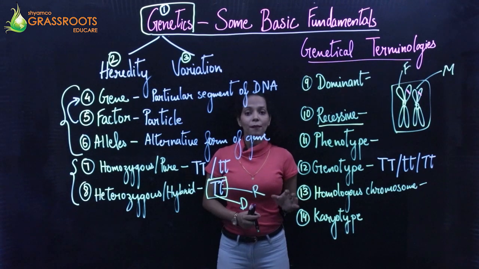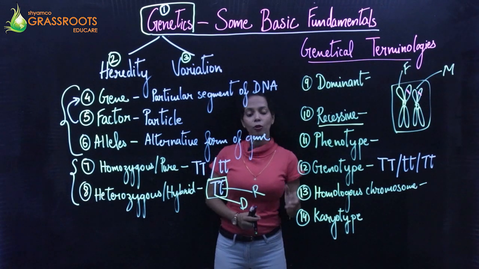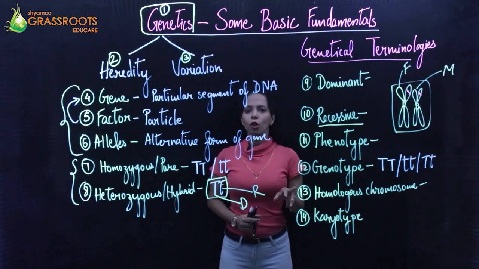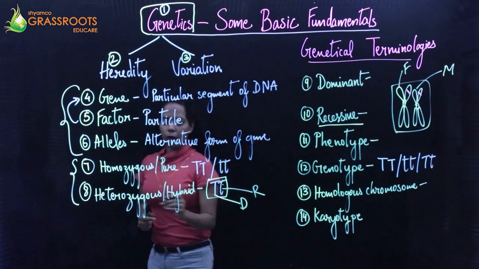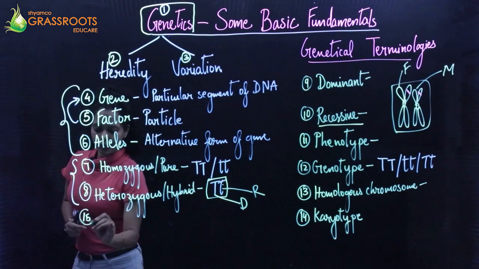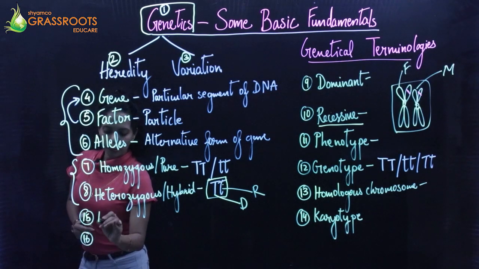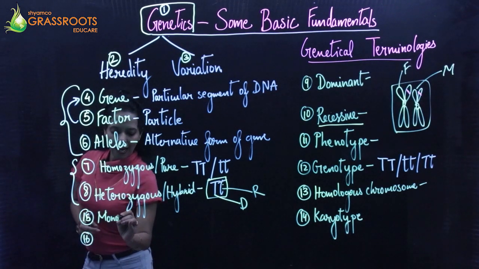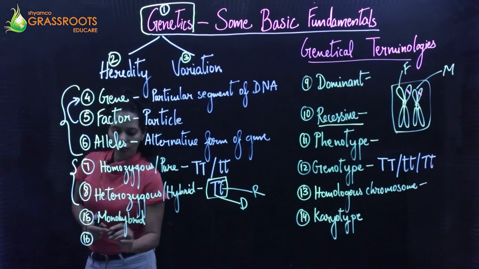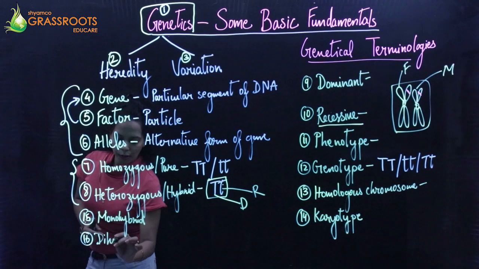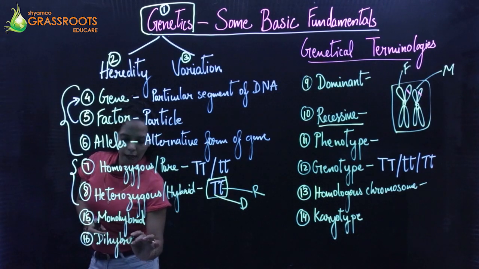Don't forget, karyotype comes in the exam. Students feel that it is an out of syllabus question. No, it's there in your textbook. They have also given a picture of it. Next we have definitions number 15 and 16, that is monohybrid and dihybrid. You have to pay more attention to this, because we have to study the experiments of monohybrid and dihybrid.